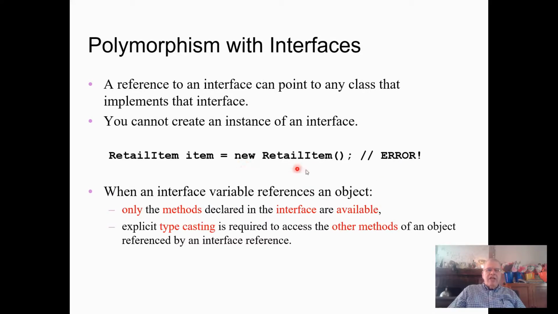But you cannot instantiate a RetailItem. That's an error. You can't create an instance of an interface. So when you use a reference variable that is an interface reference variable, and you point to an object, the object has to be of a class, and only the interface's methods are available. You can't use other methods unless you typecast. If you know what the class is, you could cast it.